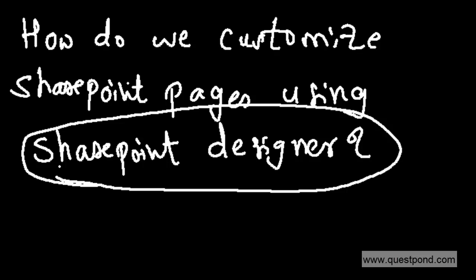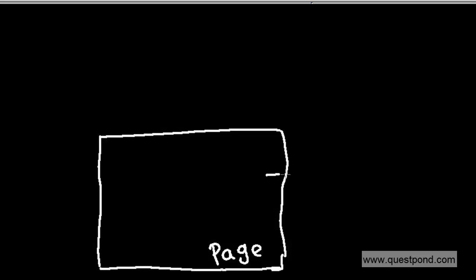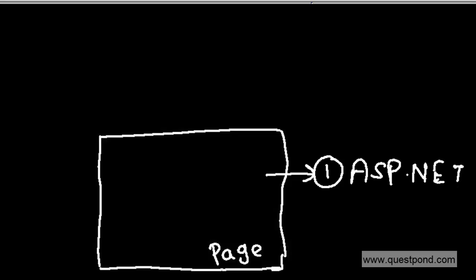What we'll do is we'll take the same site which we had been discussing, that is the HR and the accounts portal, and we'll try to do some kind of customization on those sites. Now the first point to remember about a SharePoint page is that a SharePoint page at the end of the day is a simple ASP.NET page. So that's the first important point to remember about SharePoint pages.